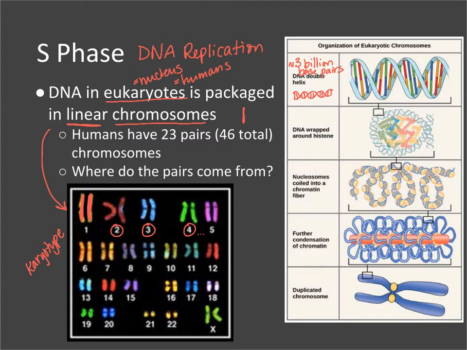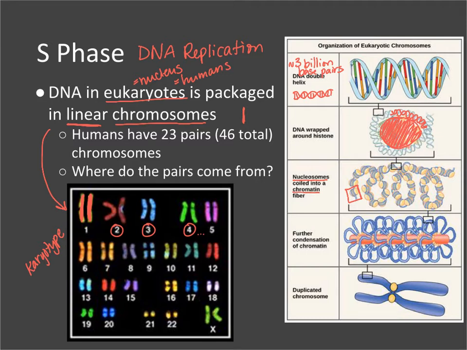So this DNA gets wrapped around proteins called histones. This protein here would be a histone with that double helix of DNA wrapped around it. Now, each histone with some DNA wrapped around it is called a nucleosome. And these nucleosomes get stuck together in a chain, forming a substance called chromatin.